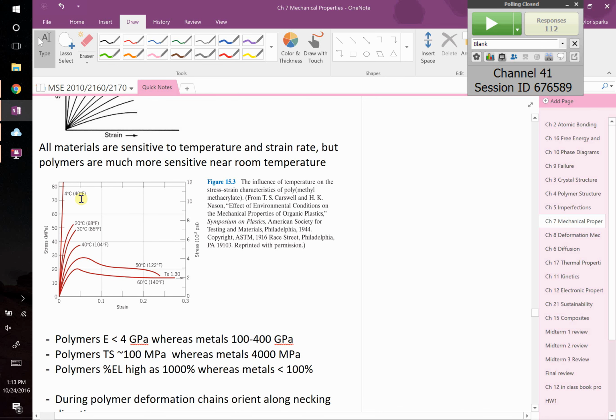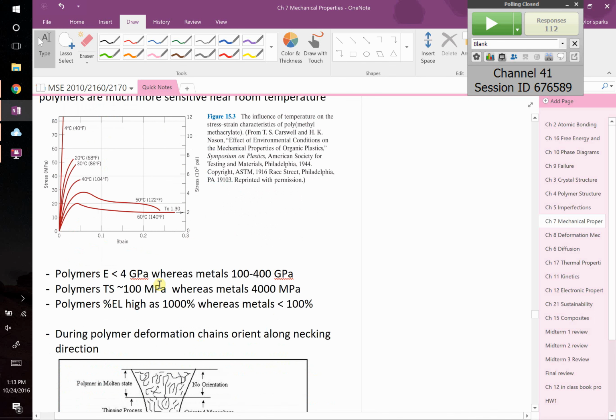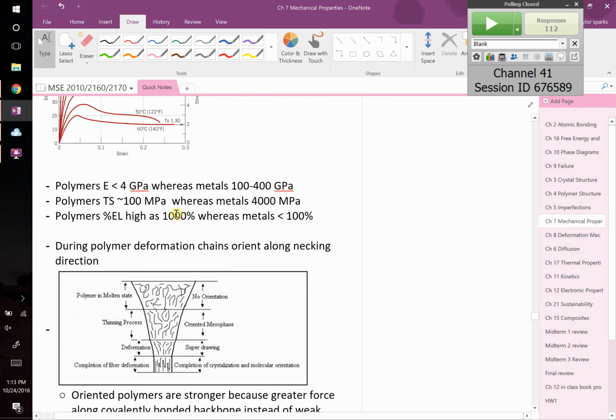If you test it at 40 degrees Fahrenheit, right here, it is very brittle. That's very cold, and this thing looks like a ceramic. Same thing now at 68, 86, 104, 122, 140. It completely goes from ceramic to what looks like a rubber down here. It's actually probably flowing at that point, almost melting. It extends all the way to 1.3, so over 100% elongation. So it massively extends just based on the temperature.